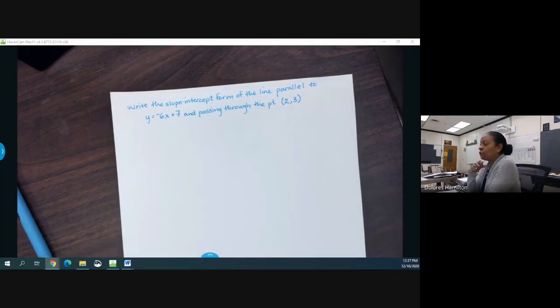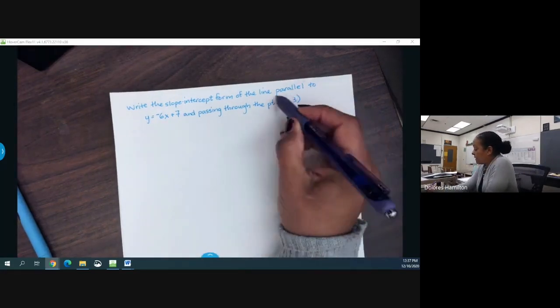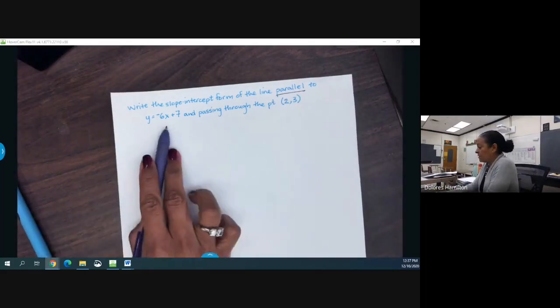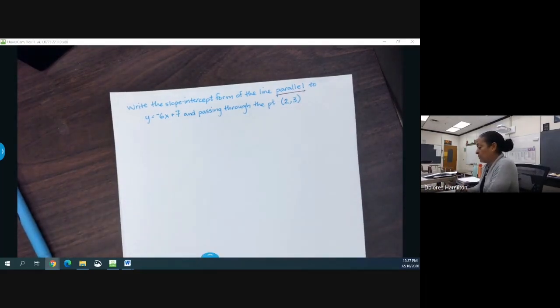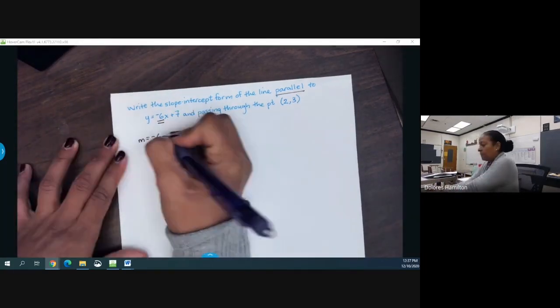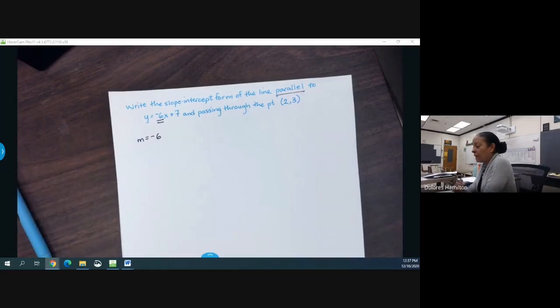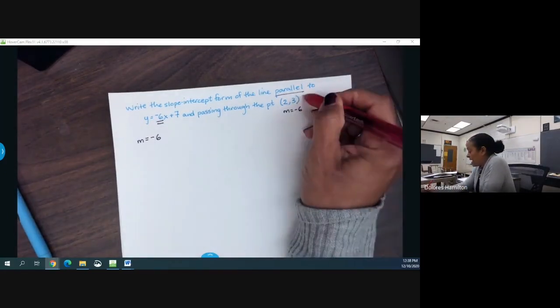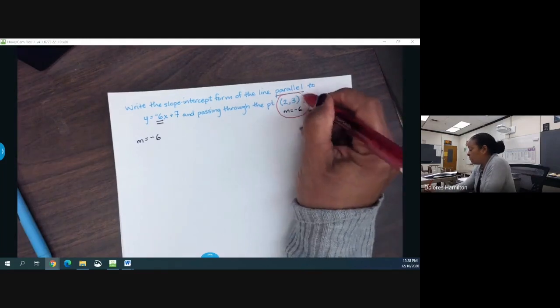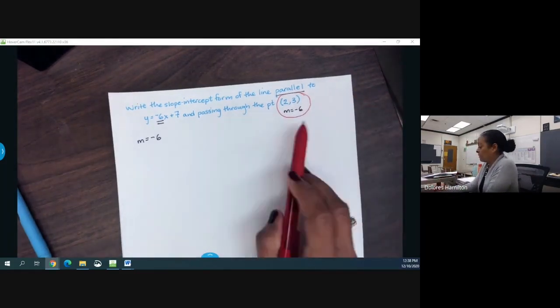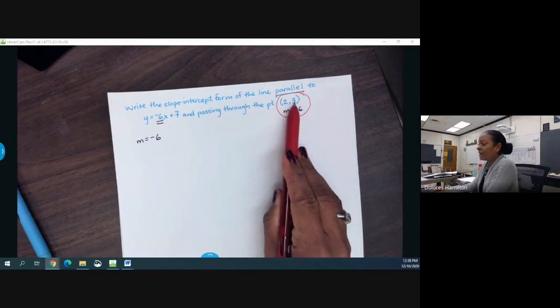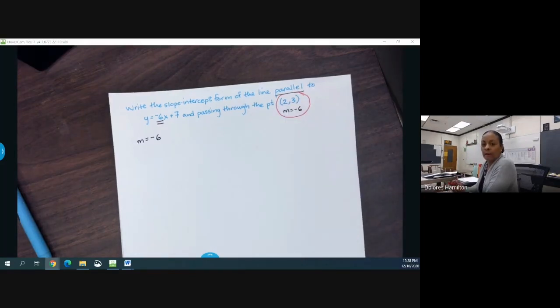So let's end with this example. We want the slope-intercept form of a line parallel to this line and going through that point 2, 3. We know parallel lines have the same slope. So we know the slope of the line we're looking for is negative 6. And that takes us to this useful piece of information. We know the slope is negative 6, and it goes through the point 2, 3. Here comes point slope.